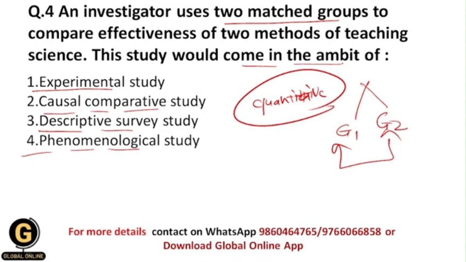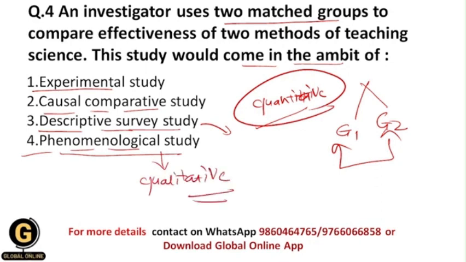And that's why here we are going to use different statistical techniques to test the null hypothesis, and that's why the method is quantitative. But from these options, descriptive survey study, you can say, is both qualitative and quantitative, a mixed research method. But phenomenological study is qualitative, because within the phenomenological study we are going to study the lived experiences of the people, and for that we are going to study their qualitative characteristics.